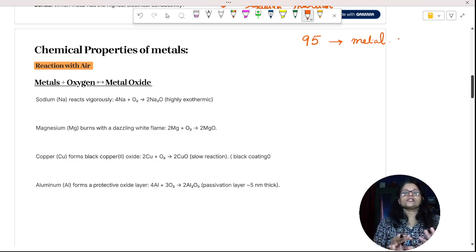Lots and lots of metals are there, and we are picking certain metals to study. Mostly we are going to take what your teacher is taking: sodium, magnesium, calcium, copper, aluminum, zinc, all those things, and we are doing the experiment. Some are very dangerous, so we need to be careful. Mostly we will not be allowed to do it in class, but you have to go to the lab.